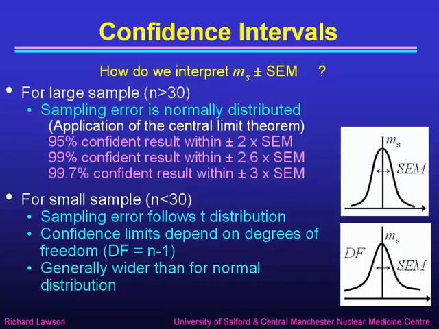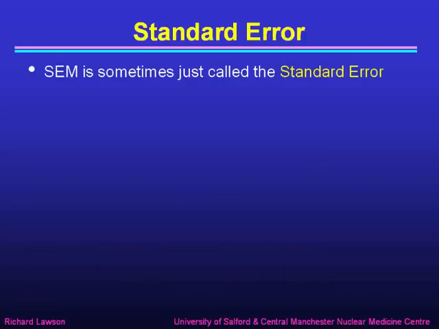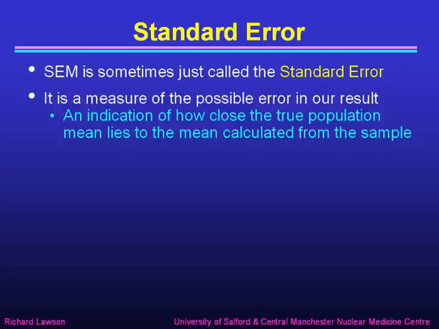But that's the beauty of the standard error of the mean. We don't have to quote just one result, the mean. We can quote an error on it, an uncertainty, and that is what the standard error of the mean is. The standard error of the mean is sometimes just called the standard error. Standard error and standard error of the mean are really just the same thing. But the standard error is a measure of the possible error in our result. As we said, it is an indication of how close the true population mean lies to the mean that we've just calculated from the sample. It gives the confidence limits for our result.